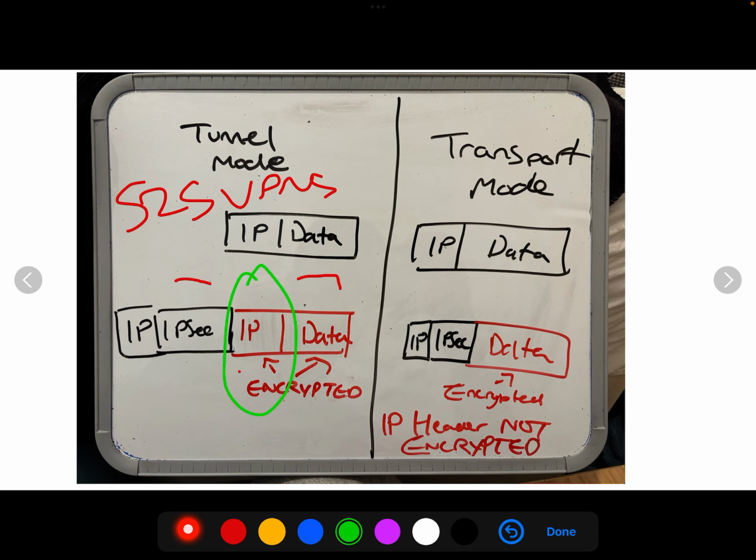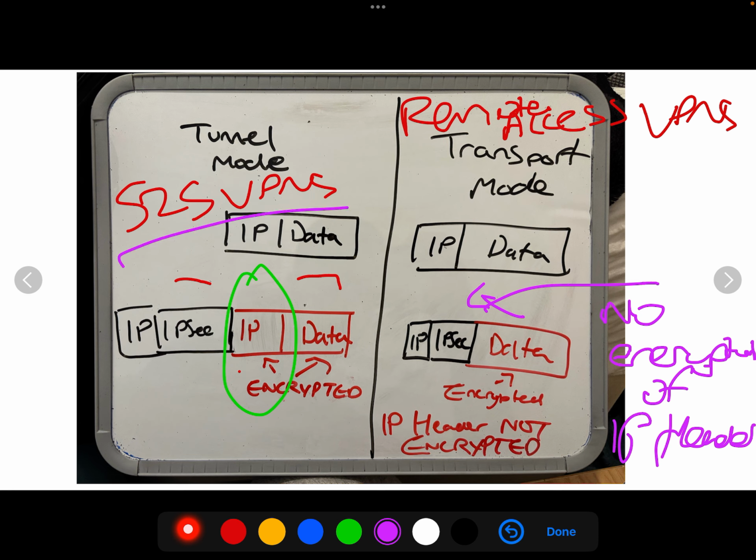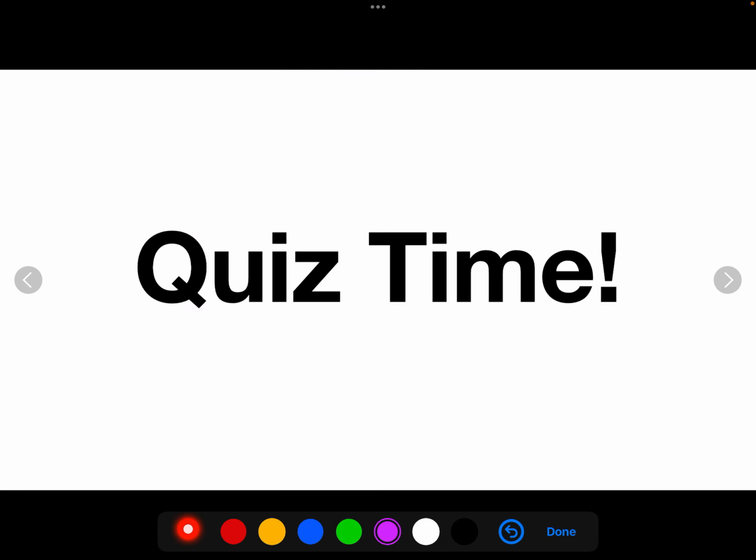However, with transport mode, which we use for remote access VPNs, the IP header is not encrypted. You can't see anything. No encryption of the IP header. So that's the main difference you need to understand: with transport mode, there's no IP header encryption. With tunnel mode, there is. Just remember, tunnel mode is used for site-to-site VPNs, and remote access VPNs use transport mode.